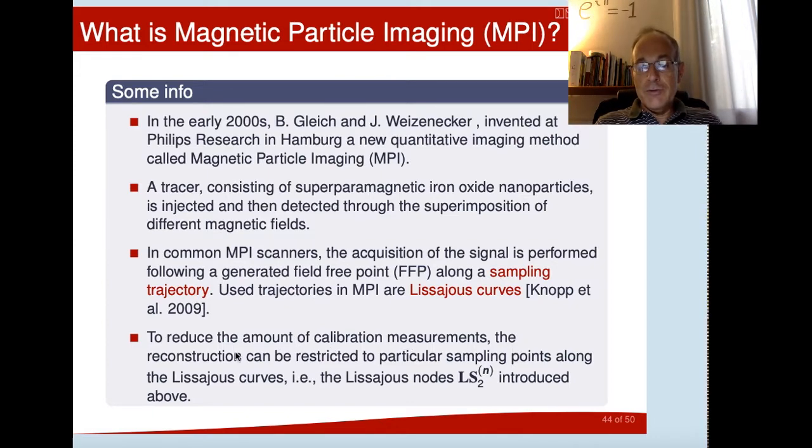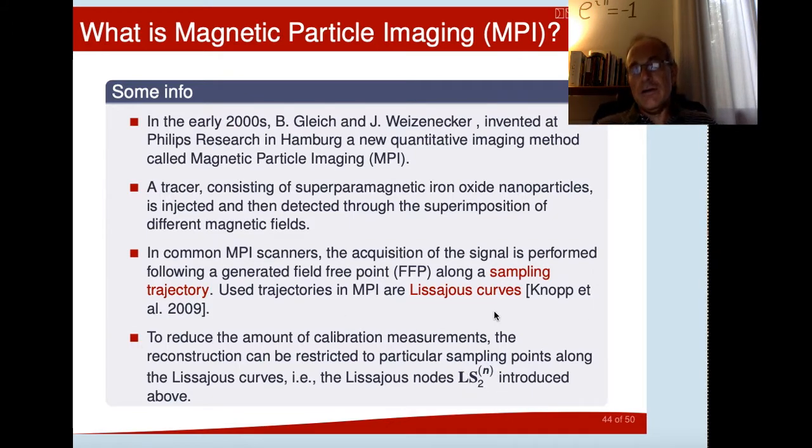To reduce the amount of calibration measurements, the reconstruction can be restricted to particular sampling points instead of curves, as I already noticed, along what are called Lissajous curves. And the definition of Lissajous nodes is introduced above, but it is essentially what we have already seen.